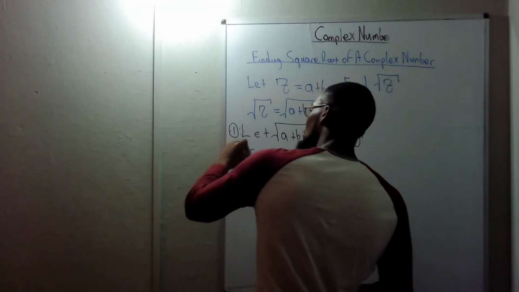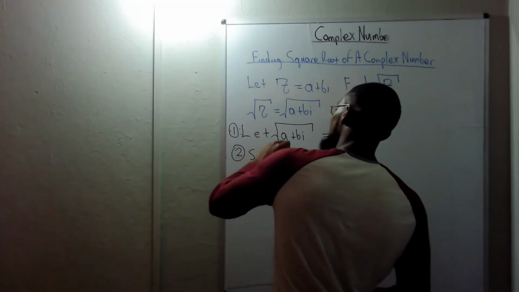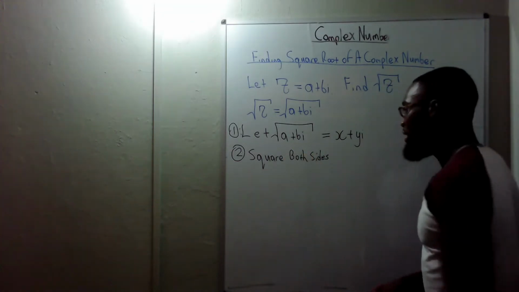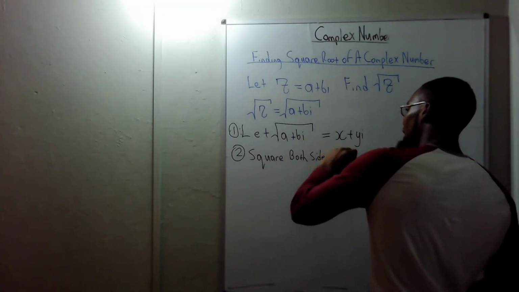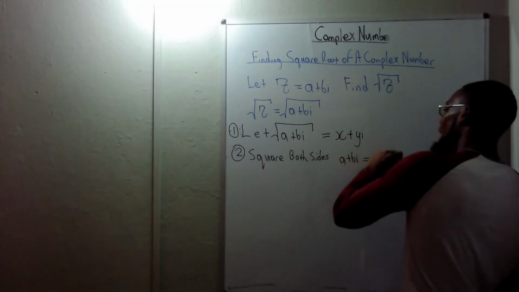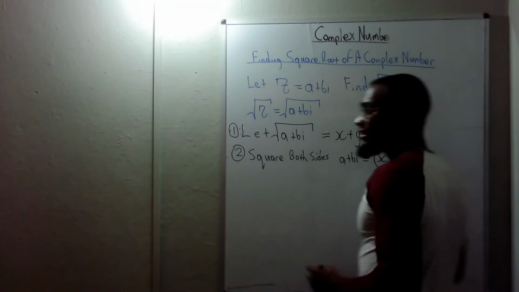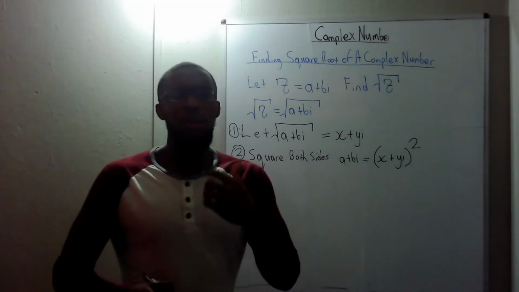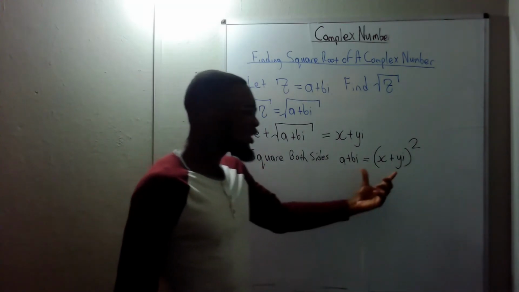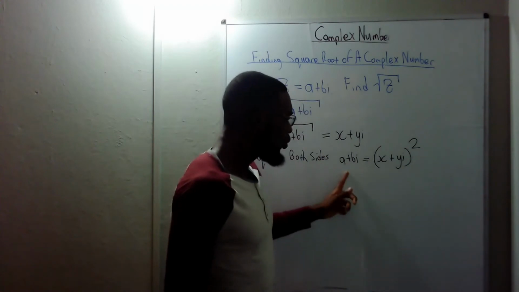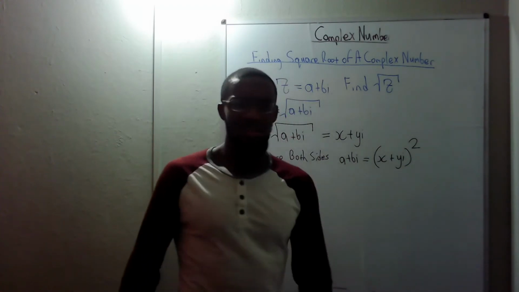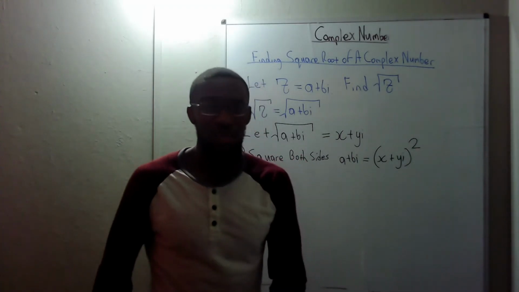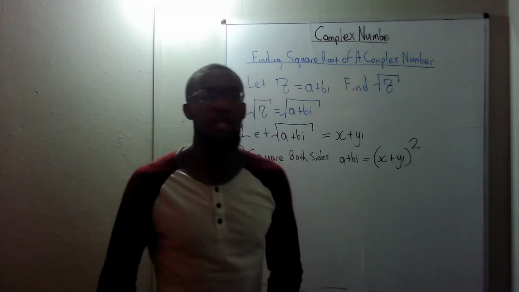Step 2, square both sides. When we square both sides, what we're going to get is a plus bi is equal to x plus yi all squared. That is step number 2, square both sides. Now, why do we do this method? By squaring both sides, look at this. We have two complex numbers equal to each other. Now, if two complex numbers are equal to each other, what do we know? Then their real parts are going to be equal and their imaginary parts are also going to be equal.